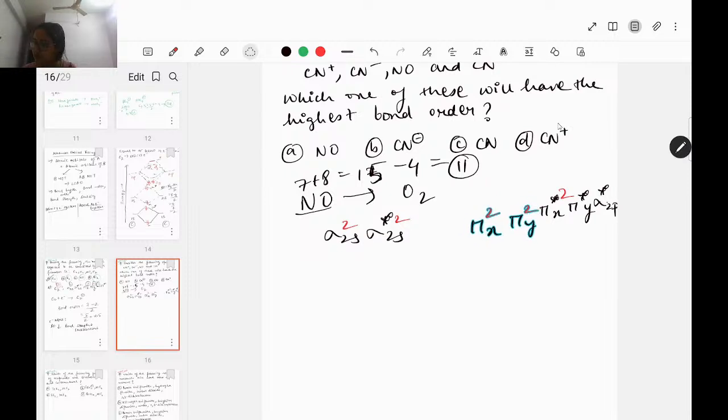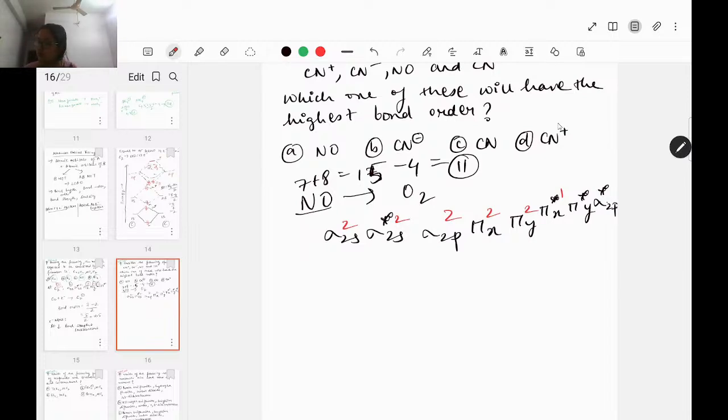Sigma 2p over here. So let me write that down. Sigma 2p, and we have 2 electrons over here. So 1, 2, 3, 4, 5, 6, 7, 8, 9, 10, 11. The 11th, the last one, should have only 1 electron. Only 1 electron. Okay.